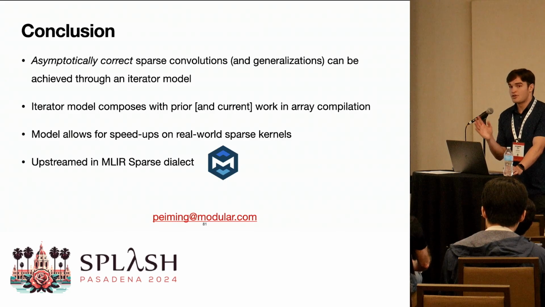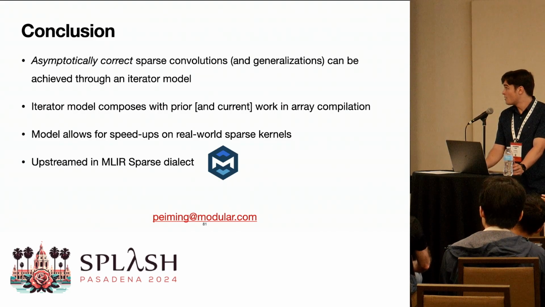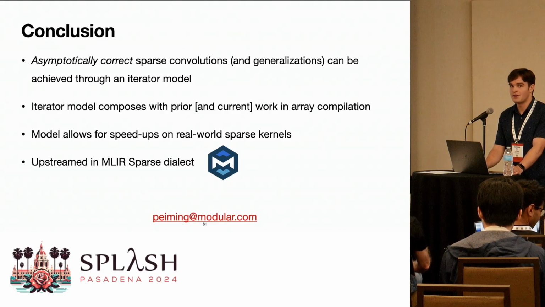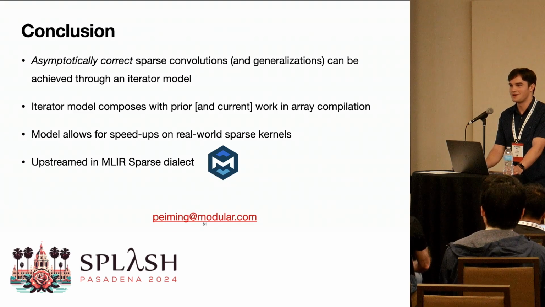And that iterator model composes really well with prior and concurrent work in sparse array compilation, and achieves some very real-world speedups on real-world kernels. Also, Peiming upstreamed this in the MLIR sparse dialect, so it's very open sourced and very testable if you want to find bugs in it or something.